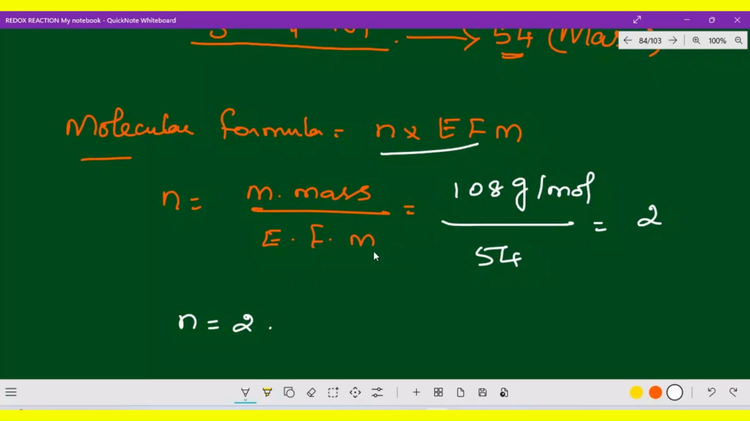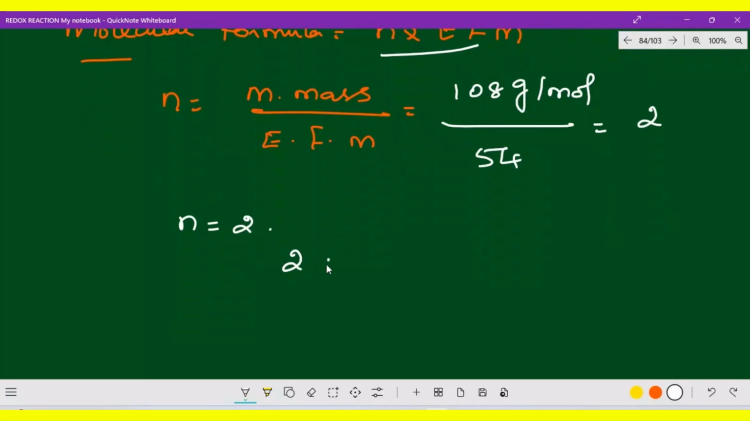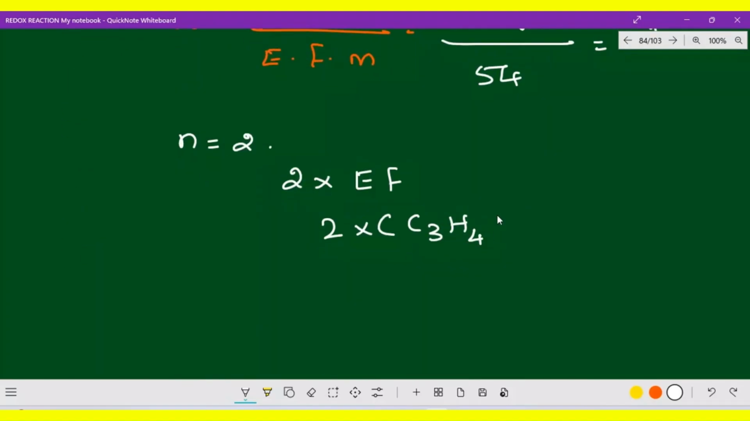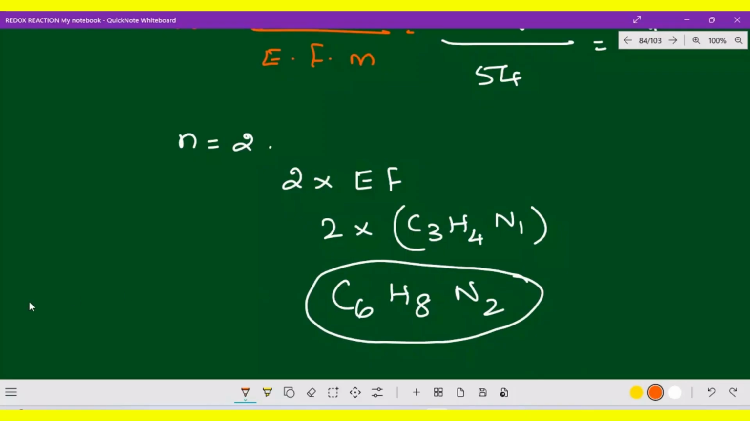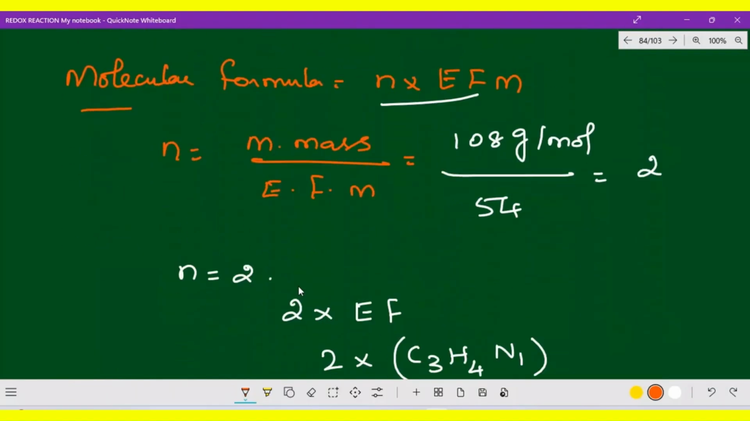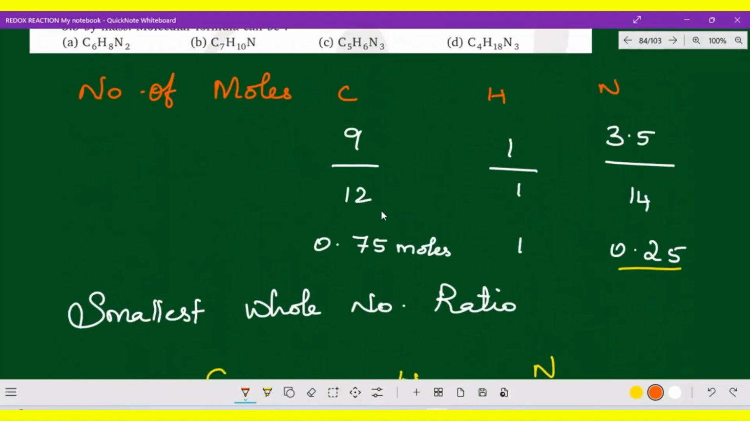Now let us apply this. N equals 2 into the empirical formula, so 2 into C3H4N1. You have to multiply with this, so C6H8N2. This is the molecular formula. You got it? Each one is very, very important. I hope you got the clarity for the molecular formula, how to use it, and what N and EFM are. EFM is the empirical formula mass. I hope you got the clarity.